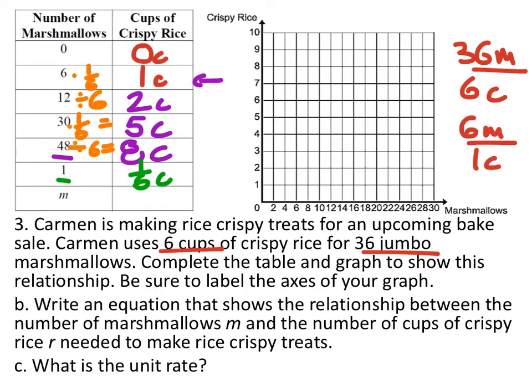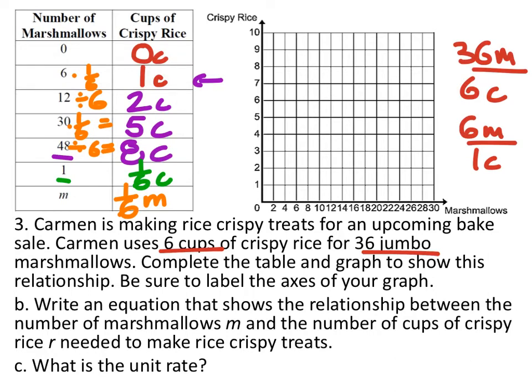Now, what do we do on this one? It's 1/6 cup of crispy rice for 1 marshmallow. So I would rather see it like this, just in terms of an expression form. Okay, so 1/6 times the number of marshmallows will tell us how many cups of crispy rice, rather, that we need for this relationship.